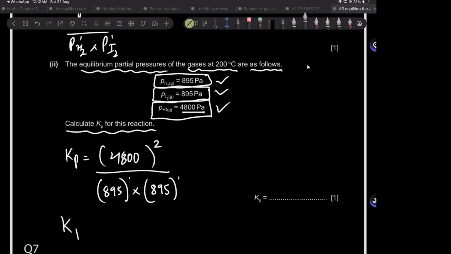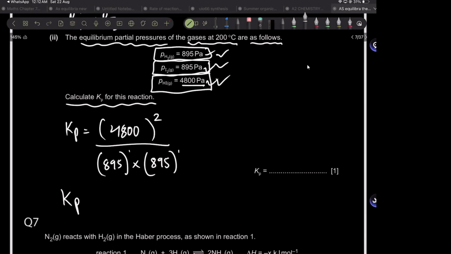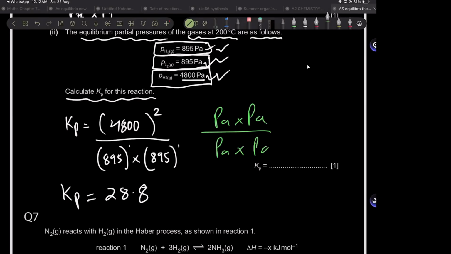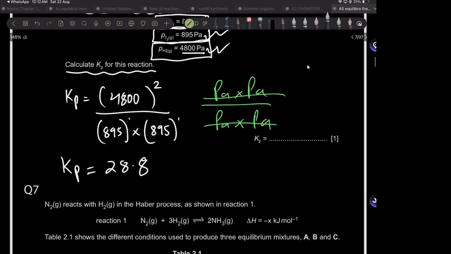So what is the answer? And remember, all these values are in pascals. The answer is 28.8. And what would be the unit? I have pascal squared on the top, so pascal into pascal, and I have pascal into pascal on the bottom. So what would be the unit of Kp over here? No units. All right. So Kp is 28.8 and has no unit. So these are the type of questions that are going to be asked from you.